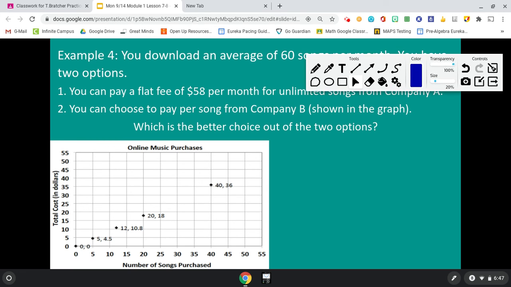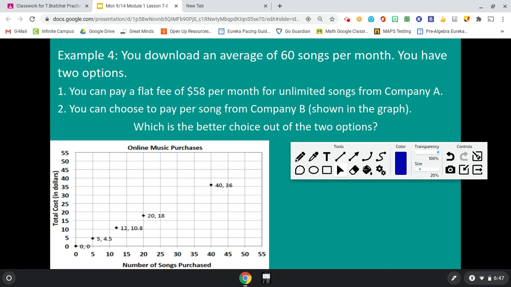All right, last example for the day. It says you download an average of 60 songs per month. So you have two options. You can pay a flat fee of $58 per month for unlimited songs from Company A, or you can choose to pay per song from Company B, shown in the graph. So it says, which is the better choice of the two options? So think about it. Should you just pay a flat fee, or could it be per song?